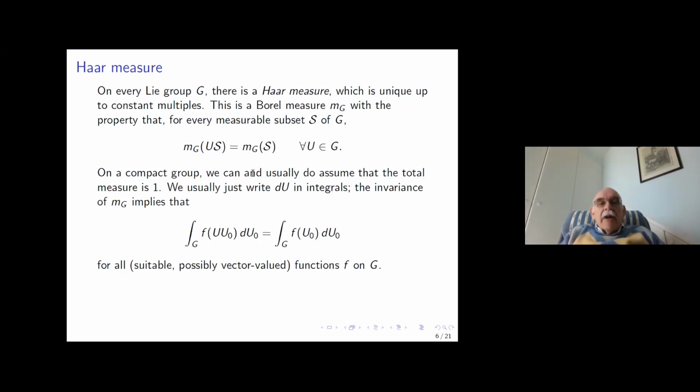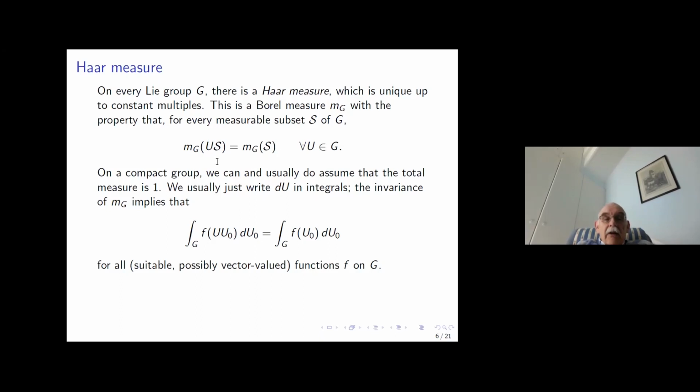If we've got a compact group, then the measure is always finite, and it's natural to assume that the total measure is 1, which we can do just by multiplying the measure by a constant. I'm not going to talk about the measure anymore, but I am going to talk a little bit about integrals. When I write down an integral, as I've written down here, integral over G of f of u du, then I mean an integral constructed using this measure. When you have Lebesgue measure, you can construct a Lebesgue integral. When you have the Haar measure, you can construct this integral.